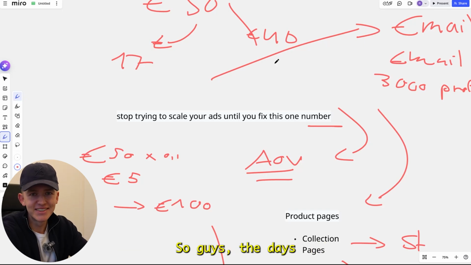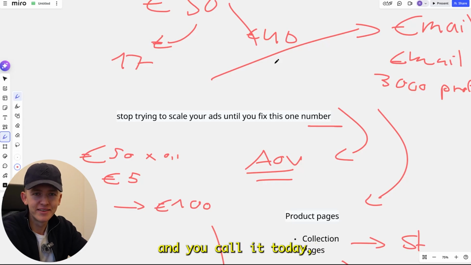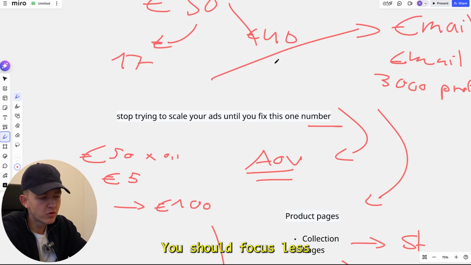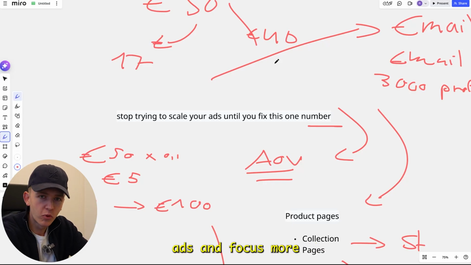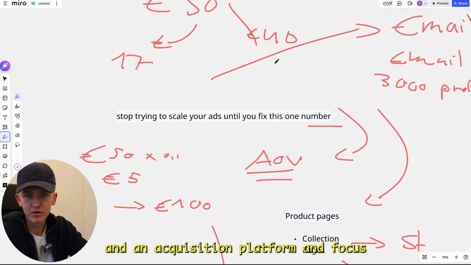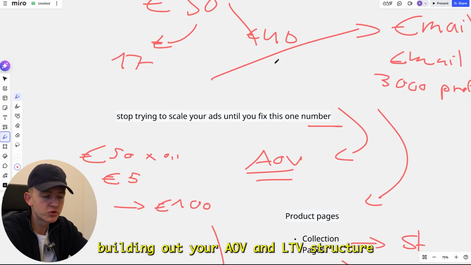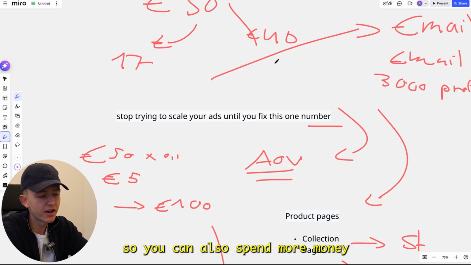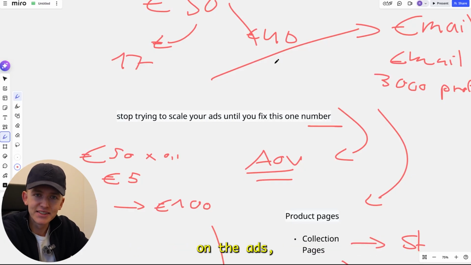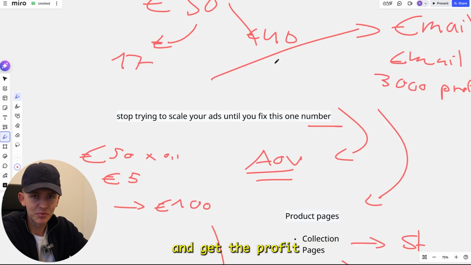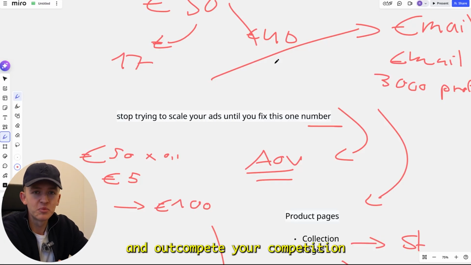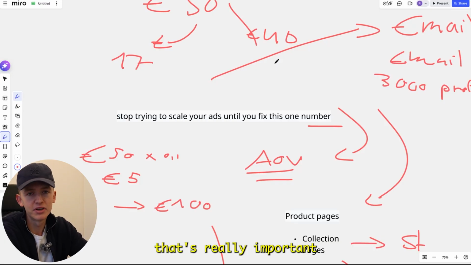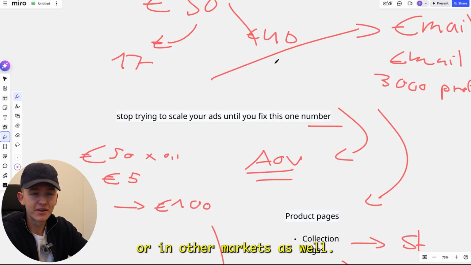So guys, the days that you just find 1 random product, you slap it on the website and you call it a day, guys, that's gone. You should focus less on your ads and focus more on your AOV. See Facebook really as a bidding and acquisition platform and focus more on building out your AOV and LTV structure so you can also spend more money on ads, get more customers in and get more profit in as well, and out-compete your competition, because that's really important in this game, especially for example when you're selling in the USA or in other markets as well.